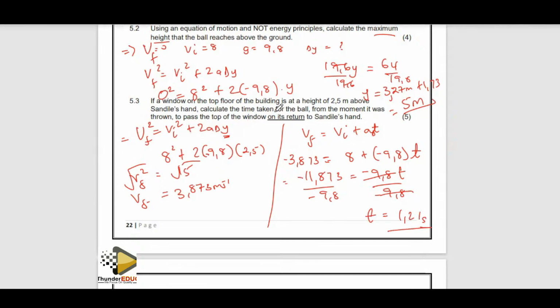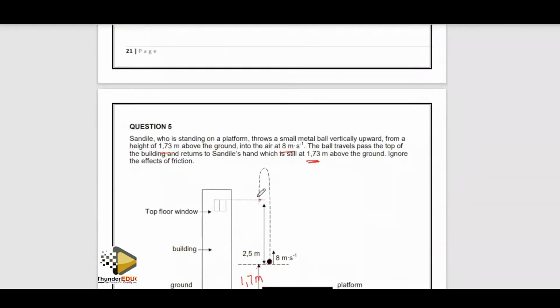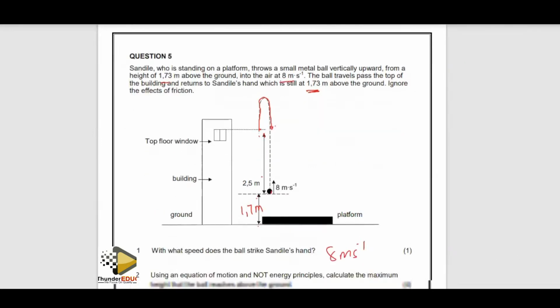So they ask for the time taken for the ball from the moment it was thrown to pass the top of the window on its return to Sandile's hands. So I'm getting 1.21 seconds. Okay, the reason why I'm using the 2.5 is because that top part is gonna cancel out to be 0 in terms of the displacement. Since this part is gonna be the positive displacement and this negative displacement is gonna cancel it out. That's why we're gonna just stay with the 2.5 meters.